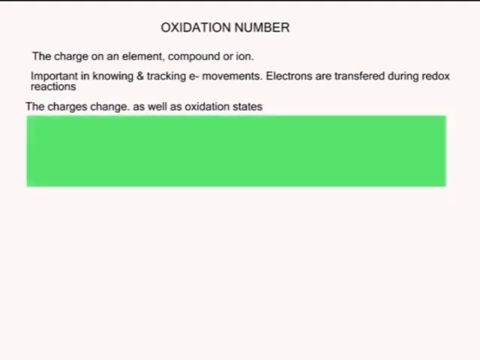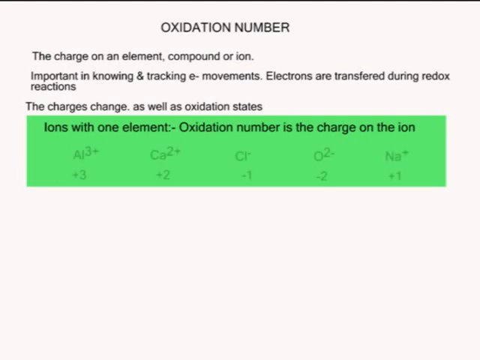The first rule involves ions containing one element, and the oxidation number of such ions is simply the charge on that ion. For example, an aluminium ion has an oxidation number of positive 3. Calcium ion has an oxidation number of positive 2. Chloride ion has an oxidation number of negative 1. Oxygen ion has an oxidation number of negative 2. Sodium ion has an oxidation number of positive 1, and many others.